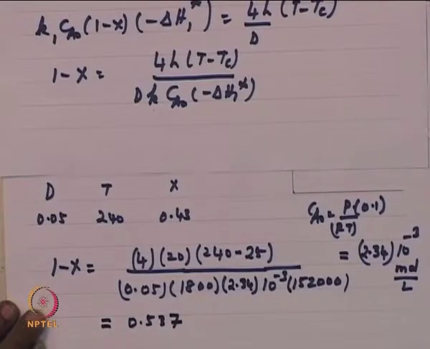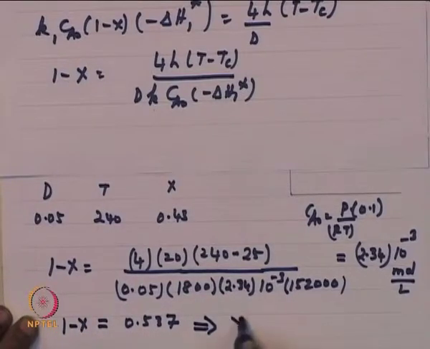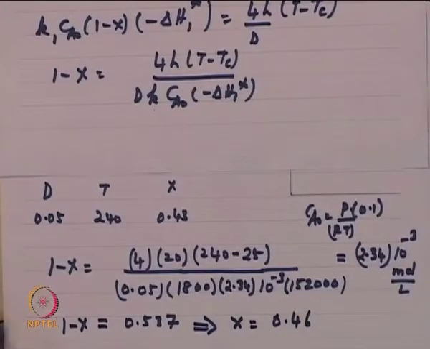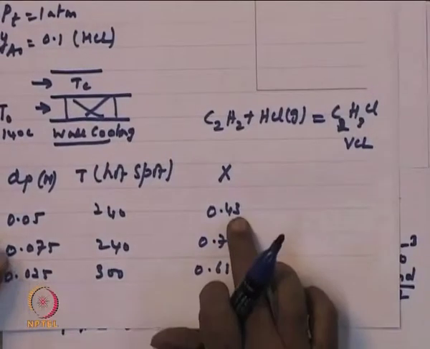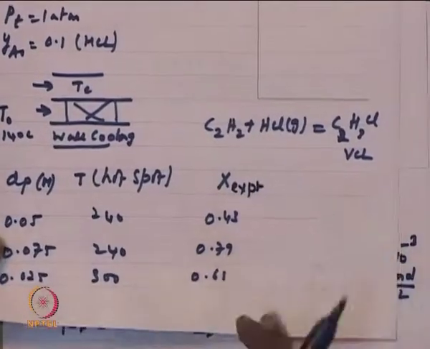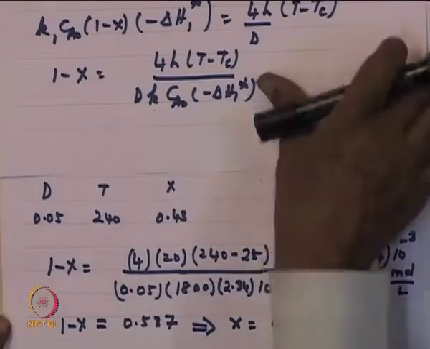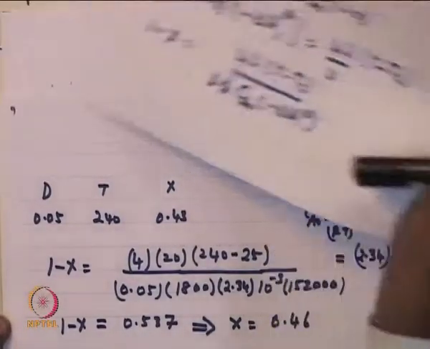So, if you put all these numbers, we get 1 minus X equals 0.537, which implies X equals 0.46. Now, please notice from our data here, X is given as 0.43 in the experiment. These are experimental values. And from our model, we get a value of X of 0.46. I just want you to remember this. We will come back to it as we go along. Is it okay? Let us do one more calculation.